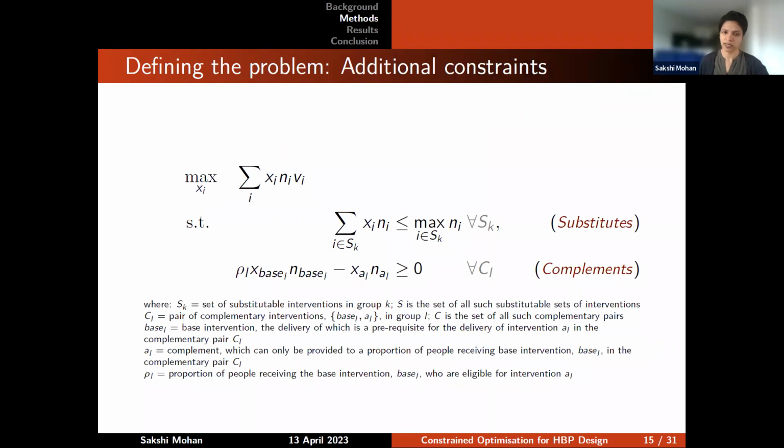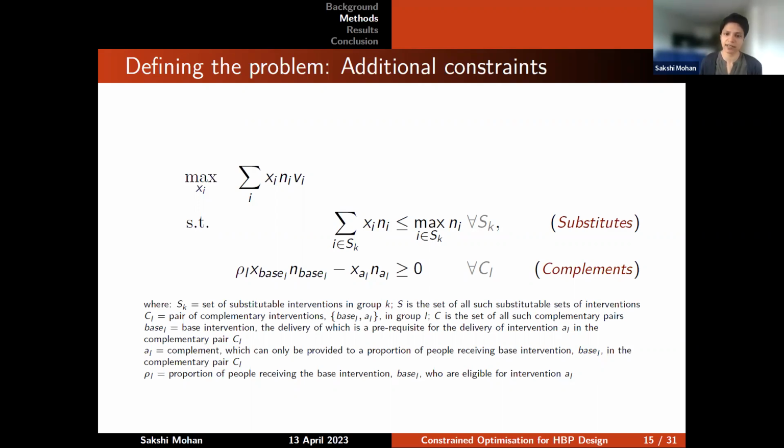Because we're dealing with a large group of interventions, and some of these interventions were either substitutes of each other or sometimes needed to be delivered in conjunction with each other or were complements, we needed to account for 2 other constraints. So the first constraint here, which you see on the second line, is for substitutes. It ensures that for each group of substitutable interventions, SK, the sum of people who receive each intervention is less than or equal to the maximum number of people in need of interventions in the group. This just means that no individual would receive more than 1 among substitutable interventions.